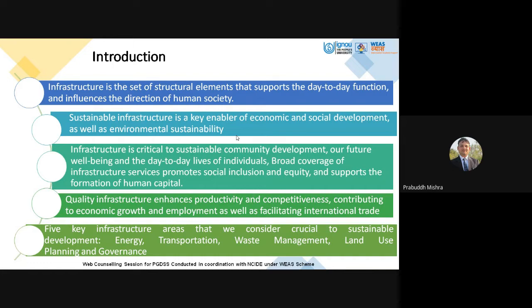So now the relative distance has substantially decreased just because of the transportation network, just because of infrastructure services. This also promotes sustainability, sustainable trade, and international trade. And in turn, it also provides economic opportunities, green economic opportunities, to the population of the country, right? And the major infrastructure areas that are crucial in sustainable development are the energy sector, transportation, waste management, land use, and planning and governance.